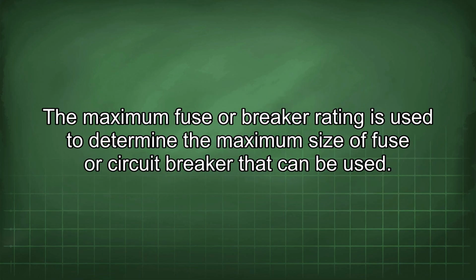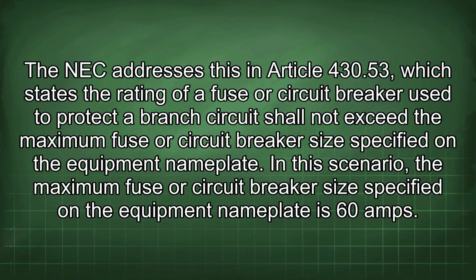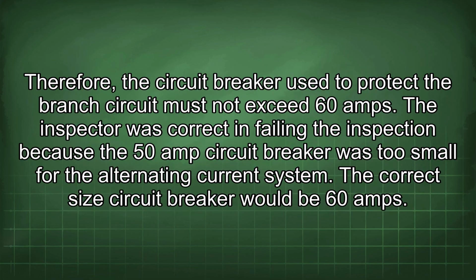The maximum fuse or breaker rating is used to determine the maximum size of fuse or circuit breaker that can be used. The NEC addresses this in Article 430.53, which states the rating of a fuse or circuit breaker used to protect a branch circuit shall not exceed the maximum fuse or circuit breaker size specified on the equipment nameplate. In this scenario, the maximum fuse or circuit breaker size specified on the equipment nameplate is 60 amps. Therefore, the circuit breaker used to protect the branch circuit must not exceed 60 amps.